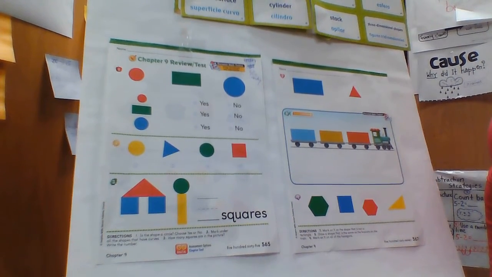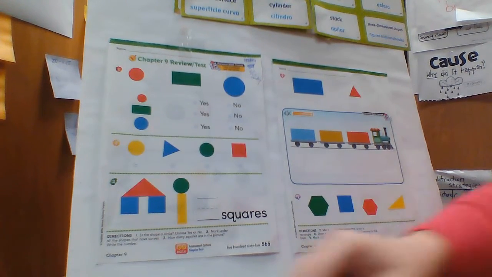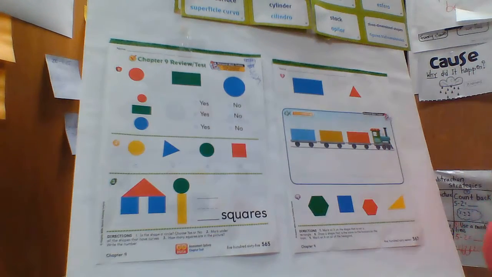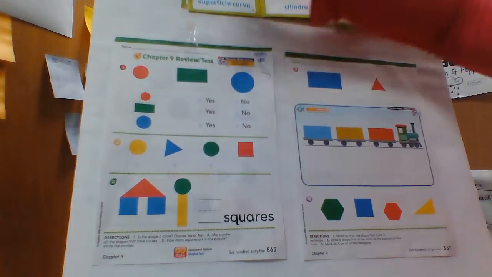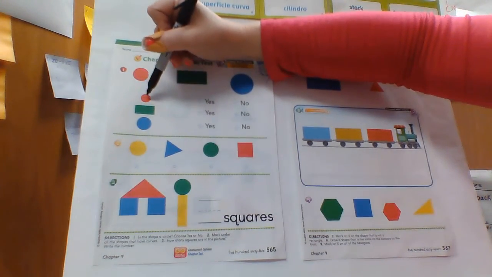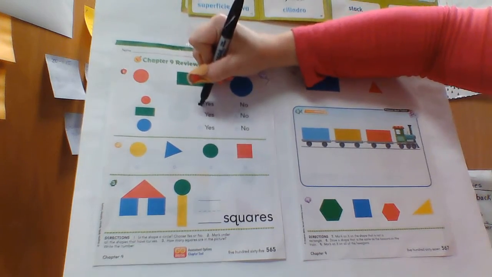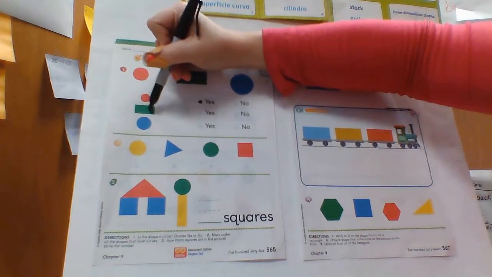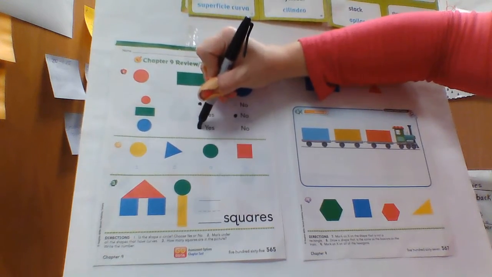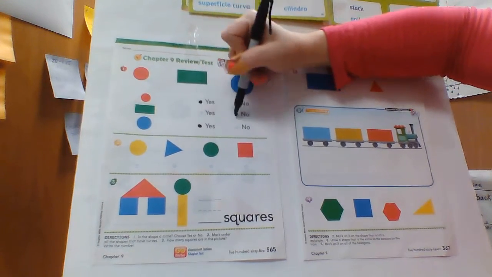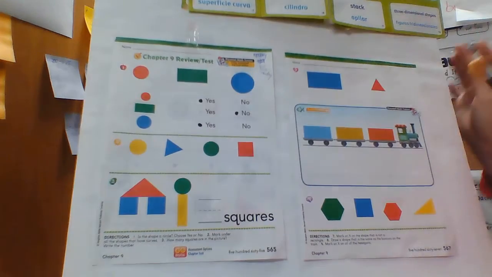Hi kindergarten. Today we're going to go over our math chapter 9 test, and you can follow along and see how you did. All right, number 1 says, is the shape a circle? Choose yes or no. So right here, it's a circle. Not a circle, that's a rectangle. Circle. So the answer is yes, then no, then yes.